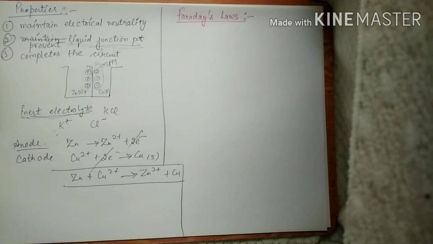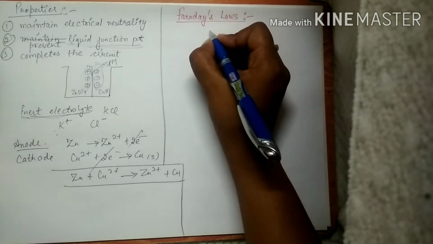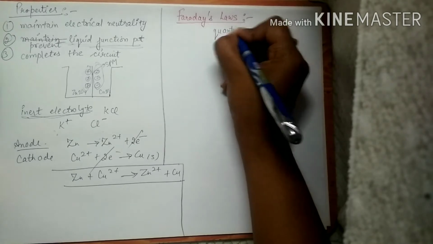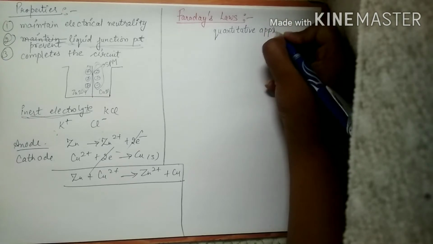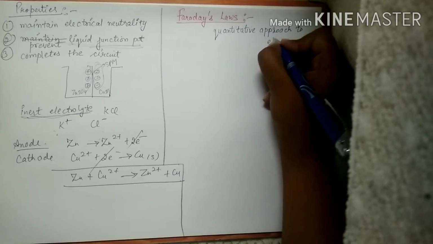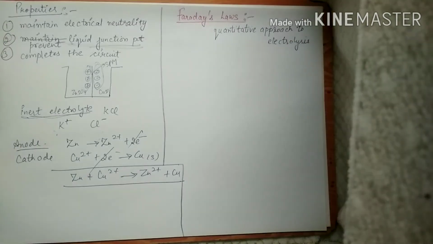So in the previous video we started with the electrolytic cells and the galvanic cells. So in this video we are going to start with Faraday's laws. So Faraday's law, basically it provides the quantitative approach to electrolysis. There are basically two laws given by Faraday.